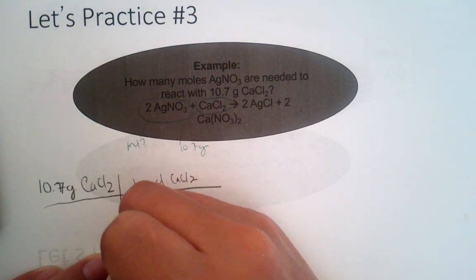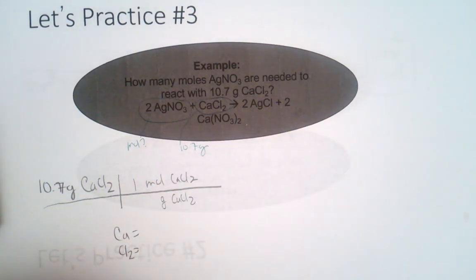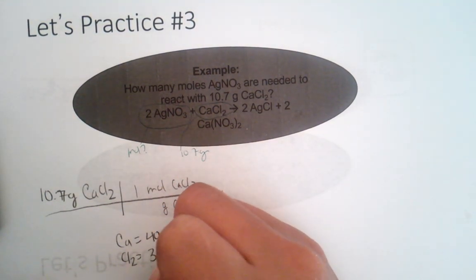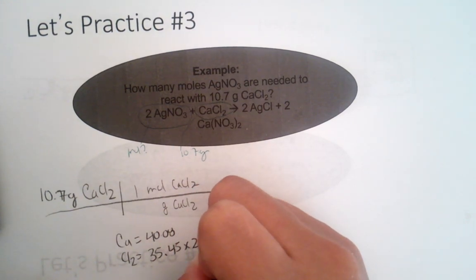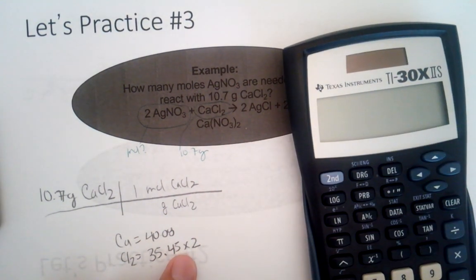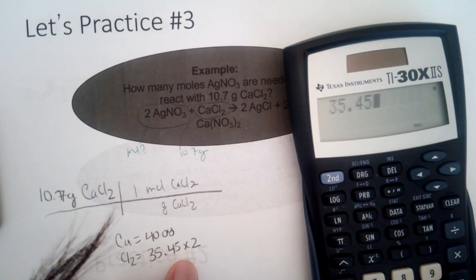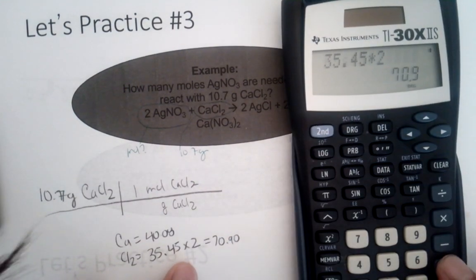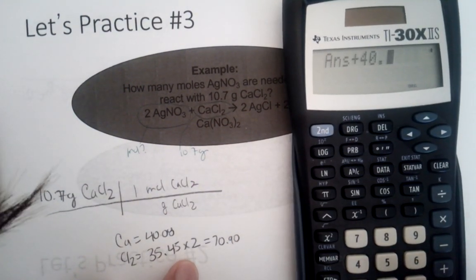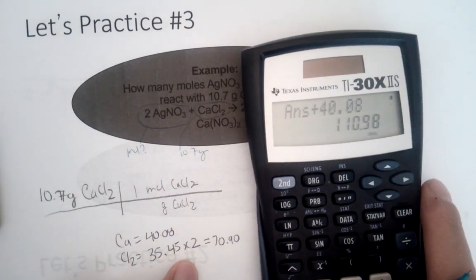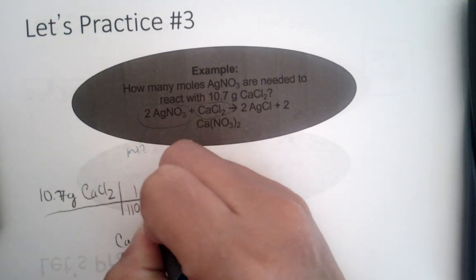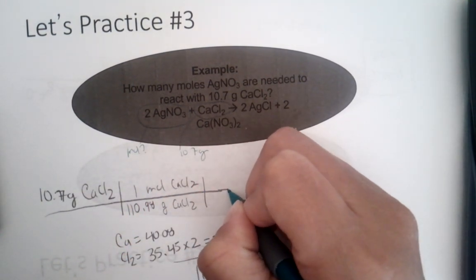So we're going to find out what Ca and Cl2 add up to. So Ca, we look at our periodic table, it's 40.08. Cl2 is 35.45, but we have 2 of those. So let's take a look at what our math would be. 35.45 times 2, that's 70.90. And that means that we're going to add it to 40.08. That's 110.98 as a total. 110.98. Right? So, and we keep going.